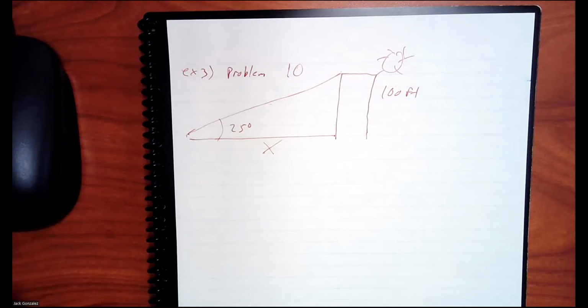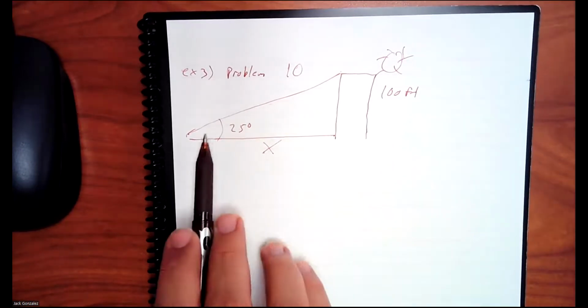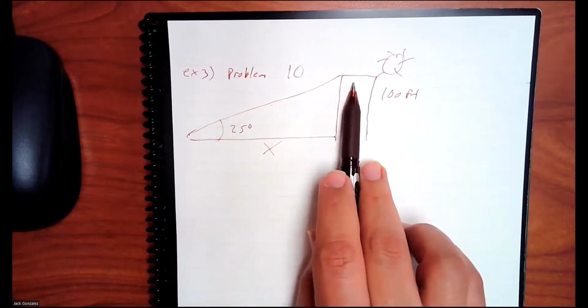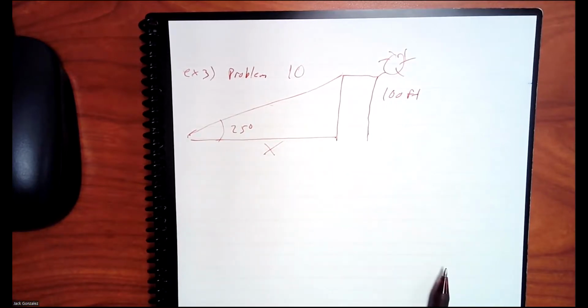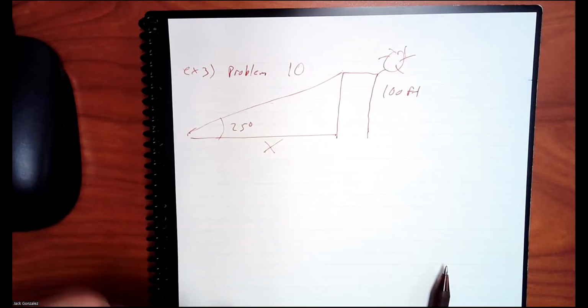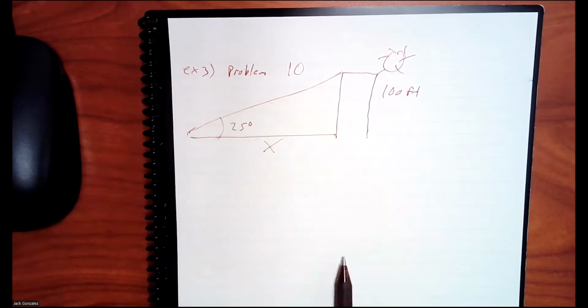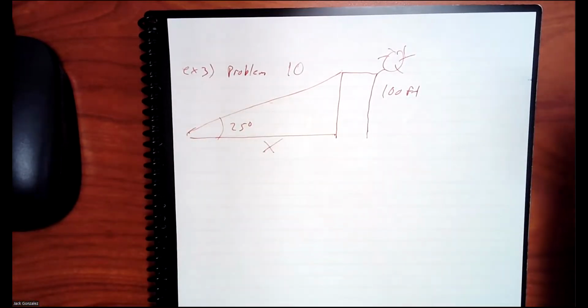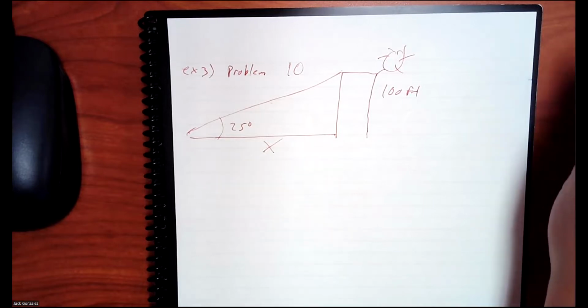So what trig function would you use to solve for X? You have the opposite side and an adjacent side. You do not have the hypotenuse. We want to find the adjacent, I should say. You need to know how the trig functions are defined. Sine is opposite over hypotenuse. Cosine is adjacent over hypotenuse. But both of those have hypotenuse and we don't have one. So we can't use sine or cosine. So we have to do the tangent.